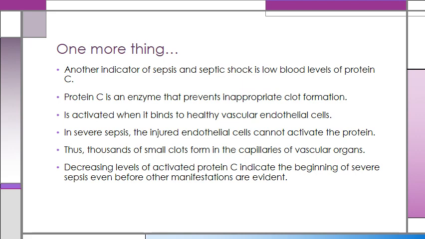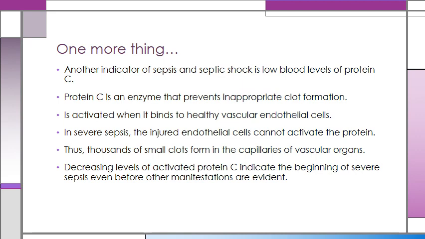and that's the blood levels of protein C. If they are low, then that will indicate the presence of sepsis. Protein C is an enzyme that prevents inappropriate clot formation. It is activated when it binds to healthy vascular endothelial cells. It's a good thing to have.